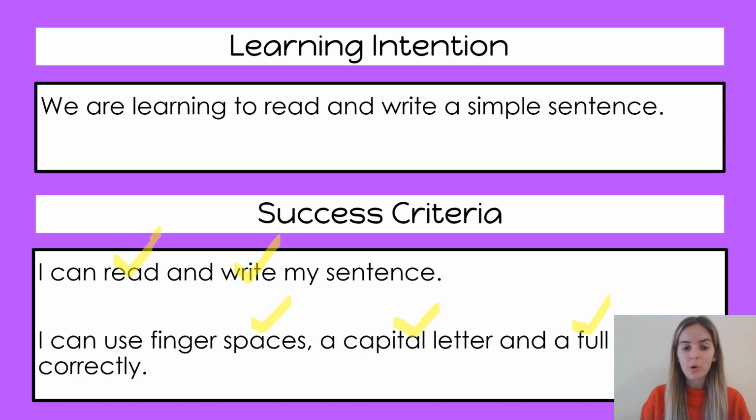Now, if you didn't quite remember to use all of these things, that's okay. And next time we do this activity, I would like you to really focus on using those three things. And they are a capital letter at the start of our sentence, finger spaces in between our words, and a full stop at the end of our sentence.